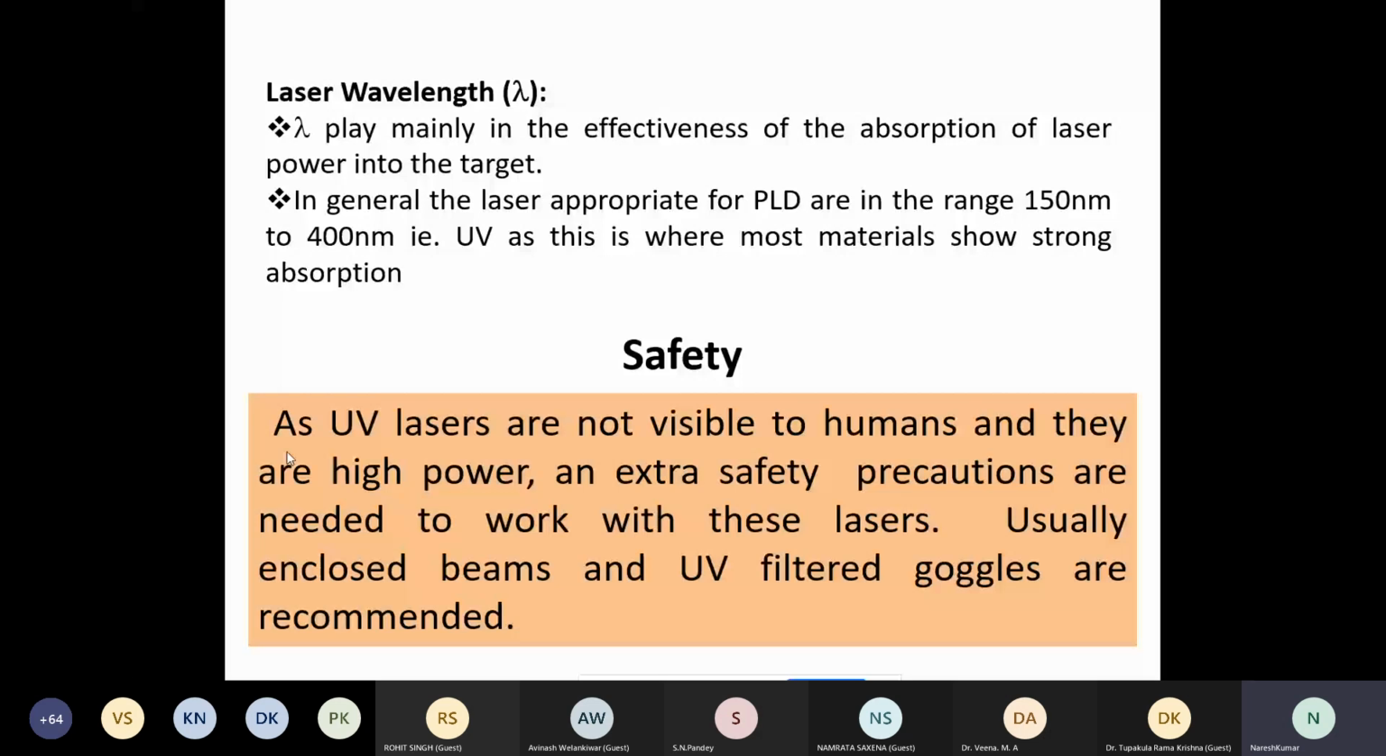In this PLD, safety has to be the prime. One should not operate a laser if he or she has not been trained for it. Number two, if he or she is not wearing laser safety goggles, one should not be allowed to switch on the laser. Very, very important. This is other than my research. Research will keep happening, that's not an issue. But lives are very, very important, right?